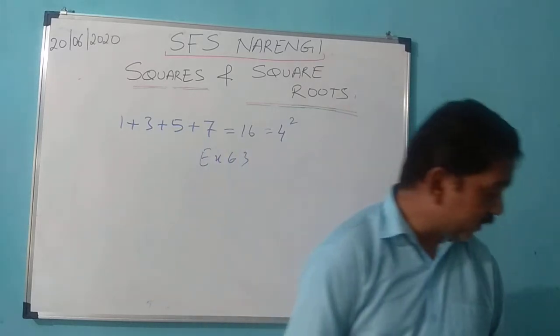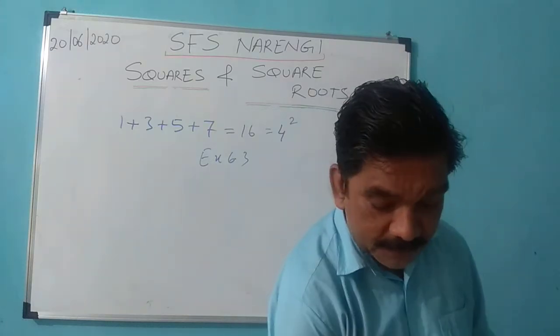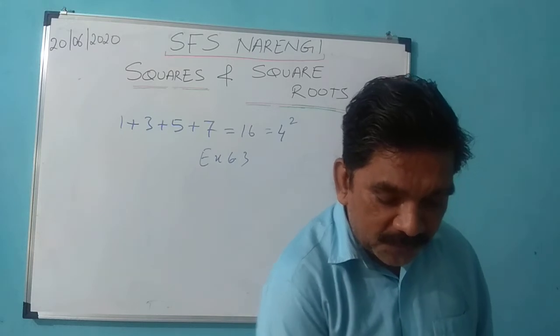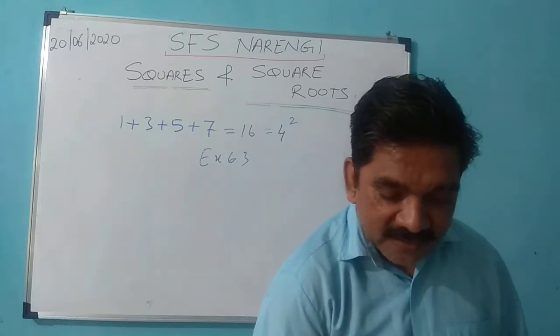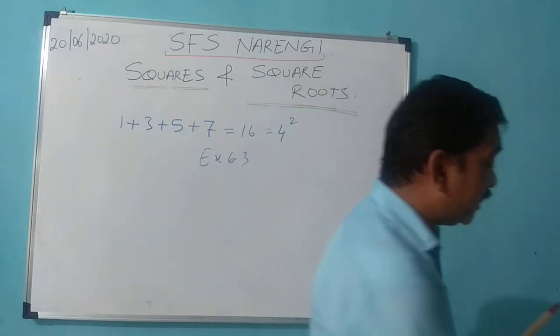But in this exercise, today we have a question here. Question number 3. Find the square root of 100 and 169 by the method of repeated subtraction. Let me take this question.